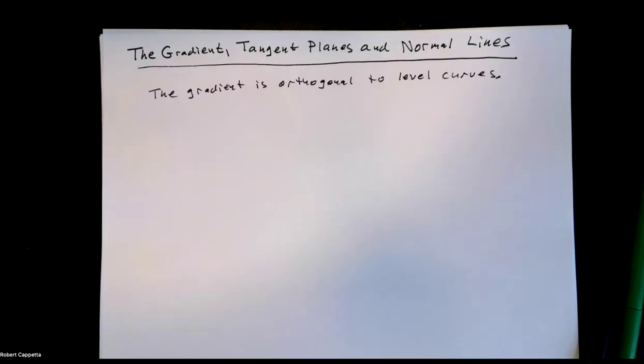The gradient is orthogonal to level curves. But what are level curves? They are of the form f of x, y equals c for various constants. And we could think of it as a topographical map for a mountain. Here's what I mean by that.